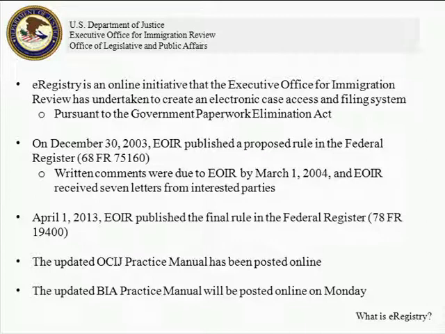So in terms of folks who want to review the practice manual and the steps that are involved in those various sections within the OCIJ and BIA practice manual, you will see those online either currently for OCIJ or again on Monday for the BIA.